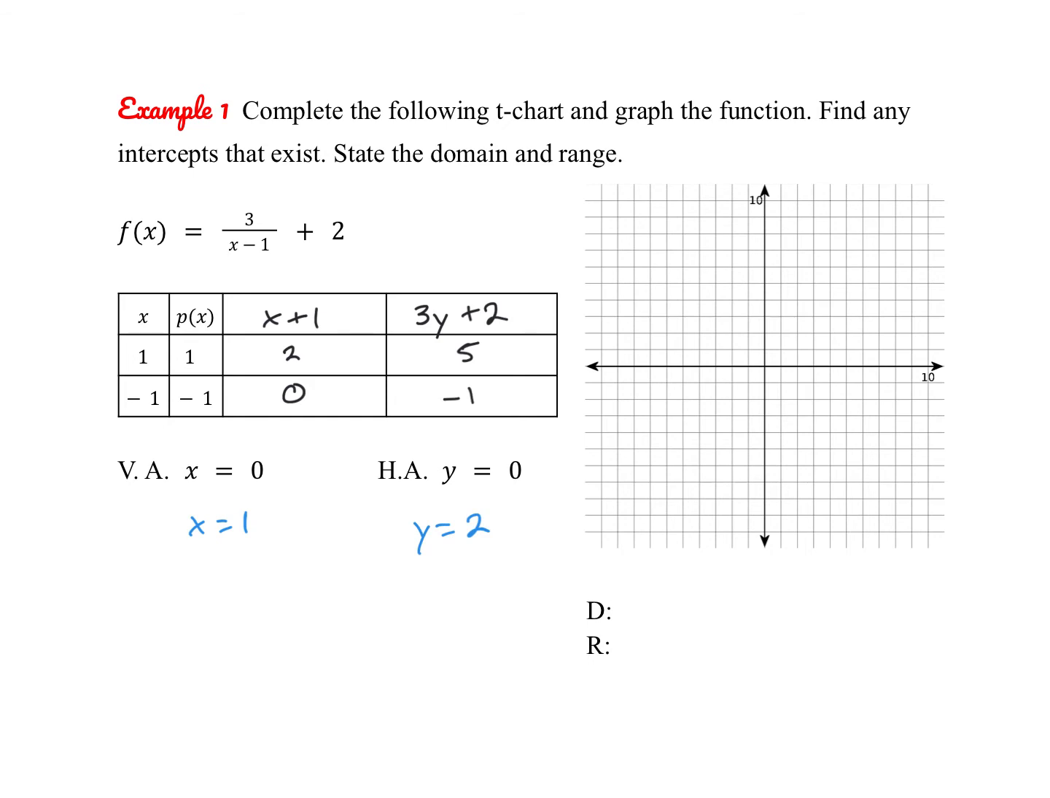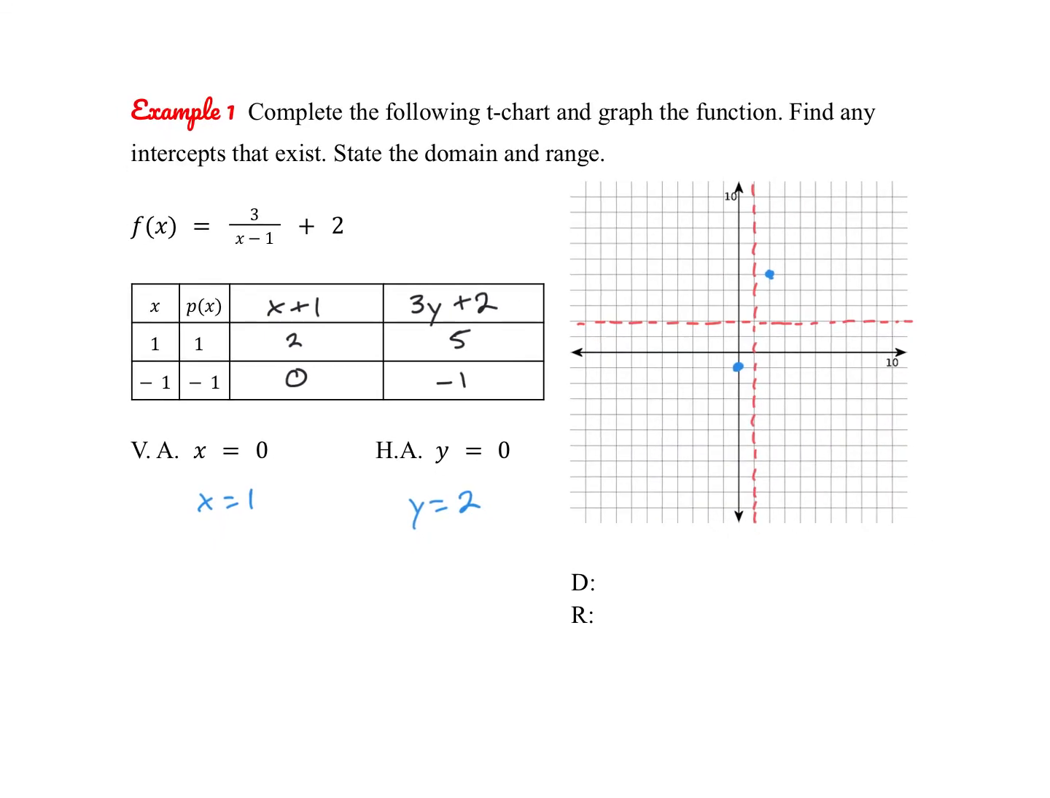So we can start by plotting our asymptotes. So we have x equals 1 and y equals 2. And then we can plot our transformed coordinates. So we have (2, 5), and then we have (0, -1) right here.